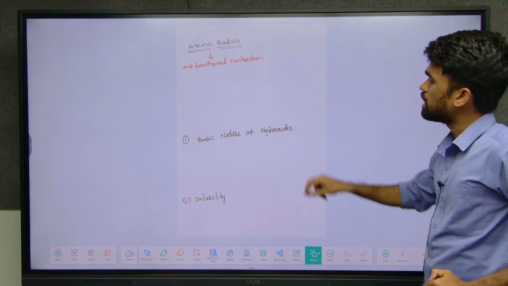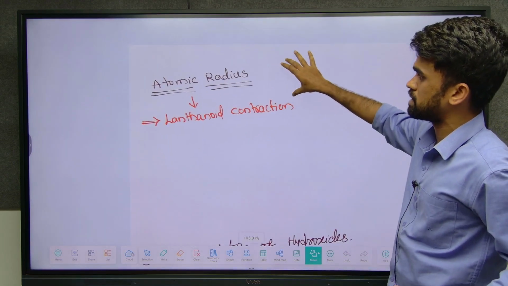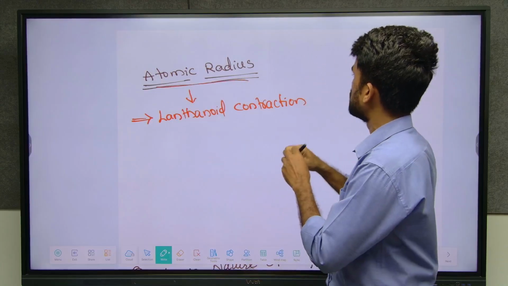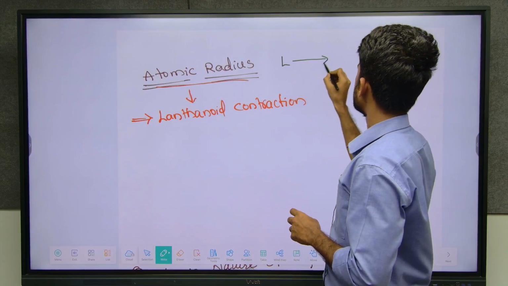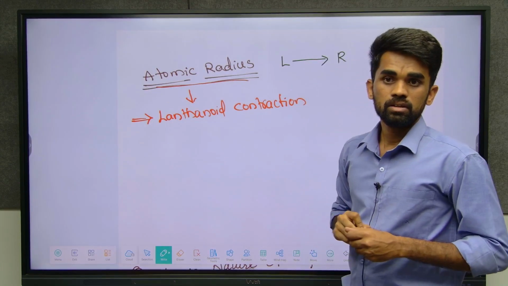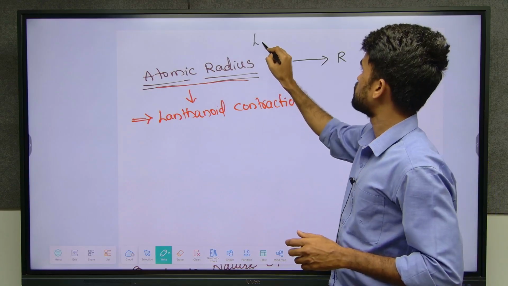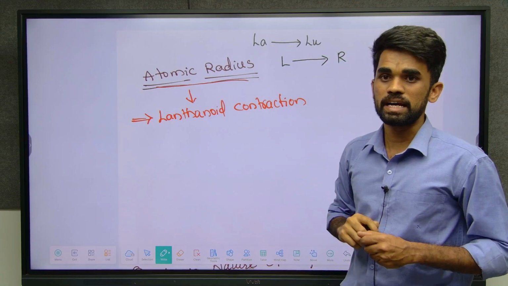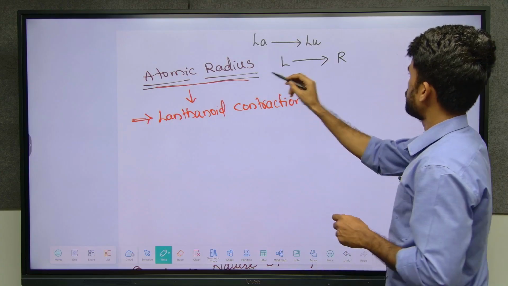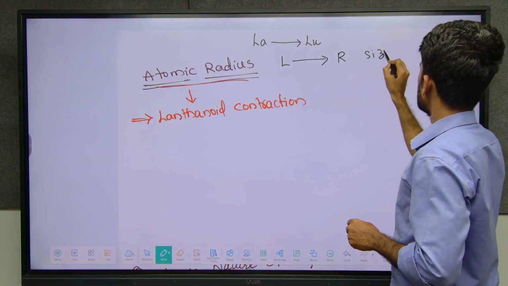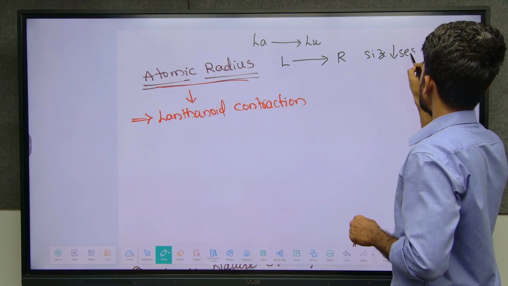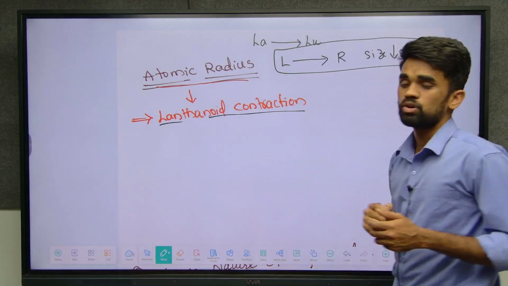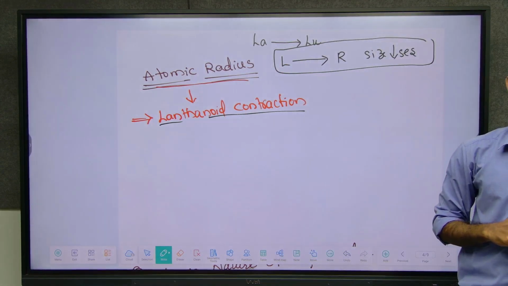Okay, now let us look into the physical properties. I mean, how atomic radius changes. What happens from left to right in the lanthanides? It means from lanthanum to lutetium. What happens to its size? Decreases. Left to right, size decreases. So what is the reason for this? Lanthanide contraction.